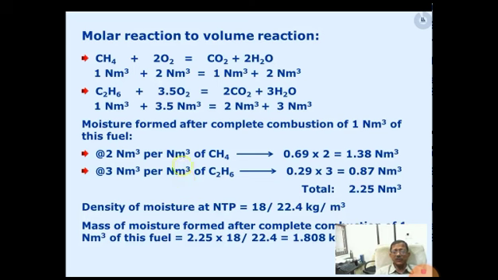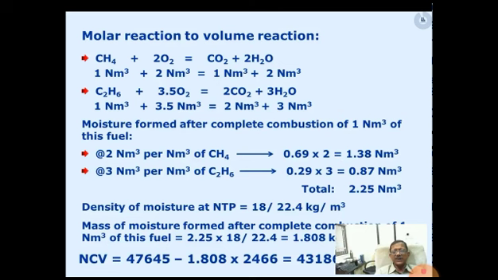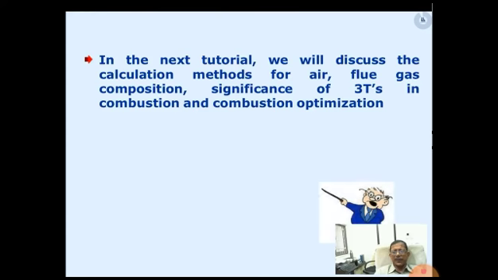So now we have found out the mass of the moisture formed. Now this moisture is going to take away heat at the rate of 2466 kilojoule from the GCV. So the NCV calculation will be GCV minus 1.808 into 2466, that is 43,186.47 kilojoule of energy.